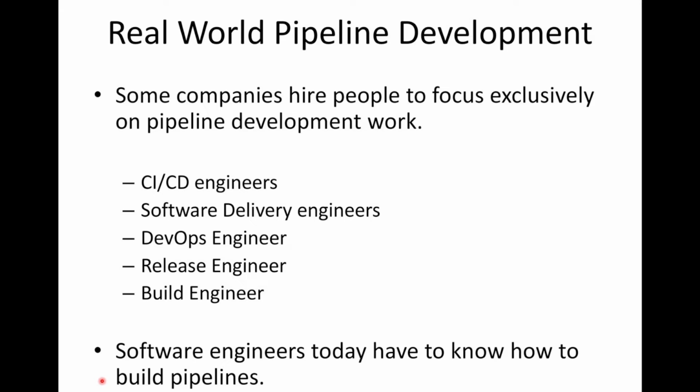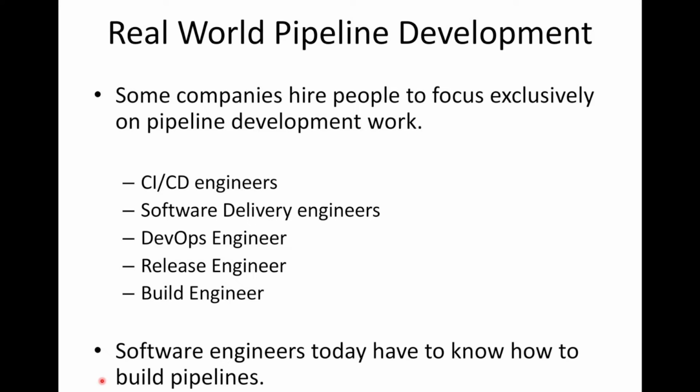But what I'm also seeing increasingly is that software engineers also need to understand how to build pipelines, how to troubleshoot them, and how they work. So in my organization, every software developer is expected to be responsible for some pipeline development work. Every single software developer knows how to use Jenkins and knows how to make changes and updates to pipelines. So it's not the responsibility of just one team or one specialized group of engineers.